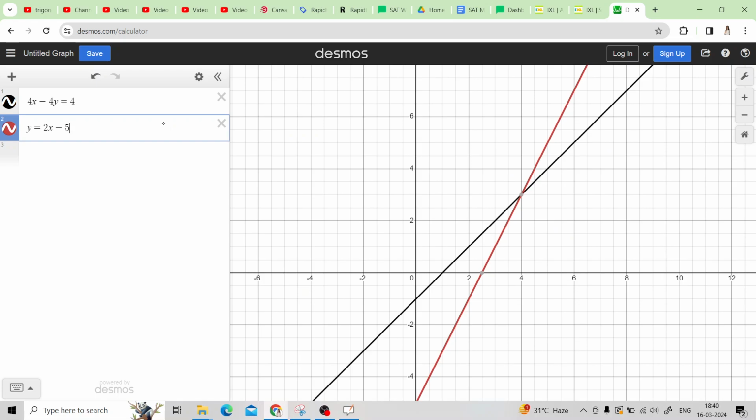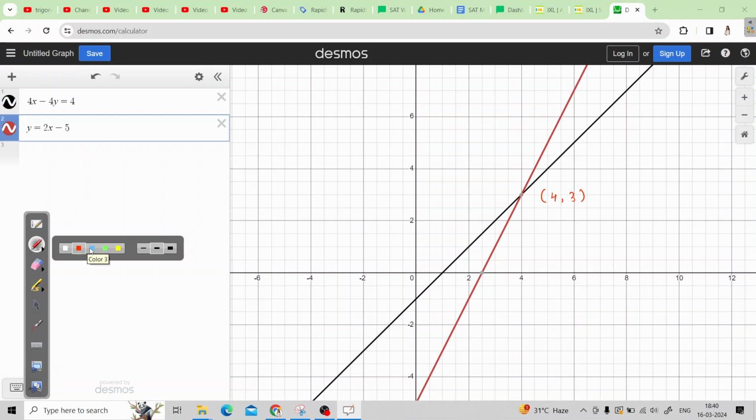So over here we see that the point of intersection is this point, which is (4, 3). So this is the solution because this point lies on both the lines. Now, you remember I told you that a system of equations can have either one solution or infinitely many solutions or no solutions. So this is the case of one single solution.